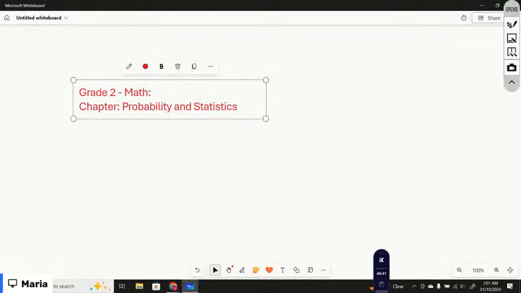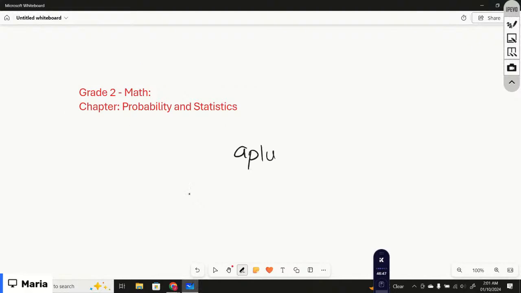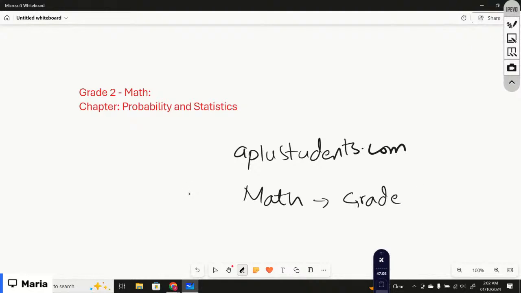We are here for grade 2 math. You can find all the lessons on aplustudents.com. You have to log in there using your email address and password as provided by the administrator. Then you have to select math from the subject tab. Scroll down to grade 2 math and then click on view all lessons.